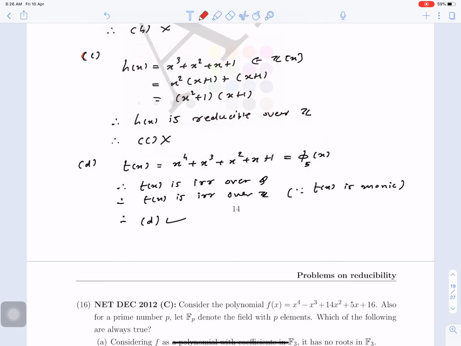So in problem number 15 we have A and D are correct, B and C are wrong. Now problem number 16.